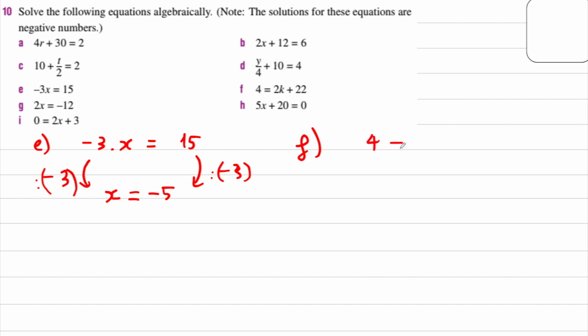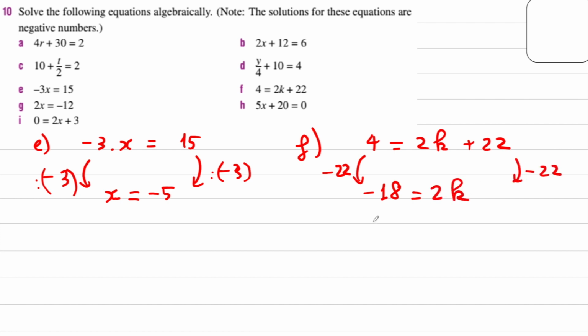Question F. 4 equals 2k plus 22. So minus 22, equal to minus 18. Yes, the left-hand side and the right-hand side will be 2k. Divide by 2. Divide by 2. Here is minus 9 and this one will be k. Minus 9 and k. Yeah, that is question F.